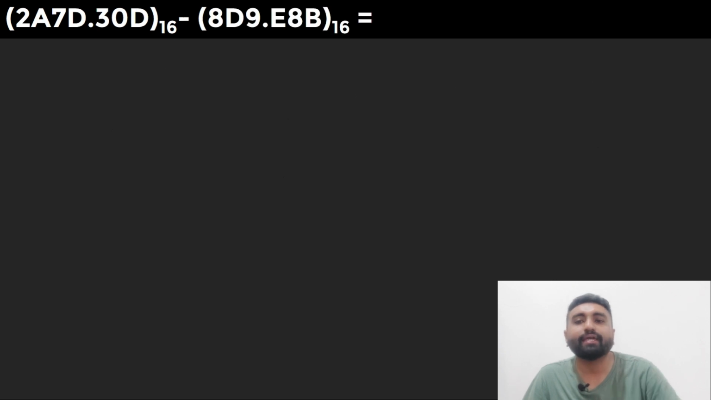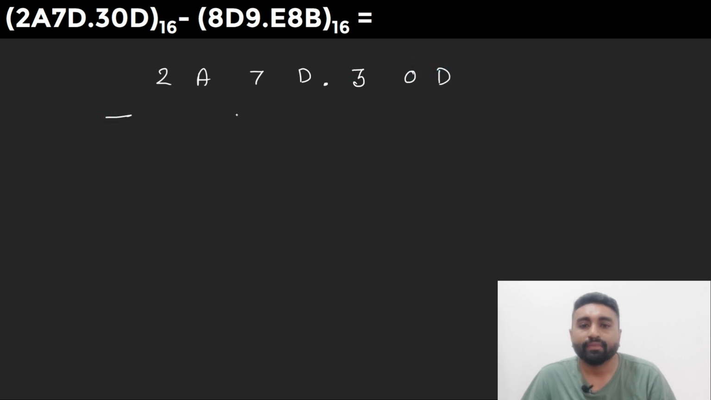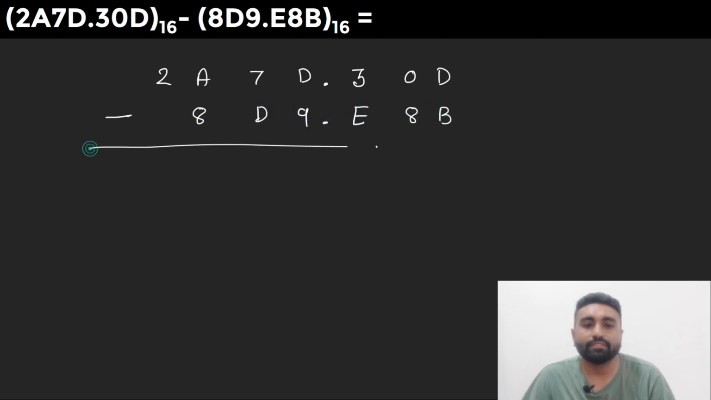Now moving on to the third and last example of this video. Here we are going to take complex numbers. So our first number is 2A7D.30D, and the second number is 8D9.E8B. Okay, so this is our number.